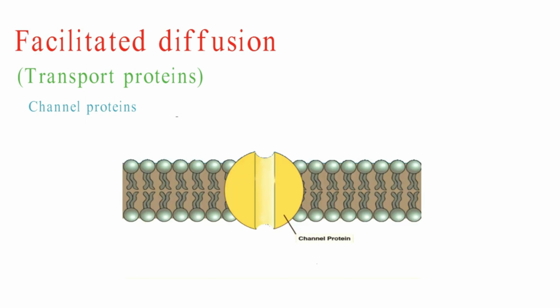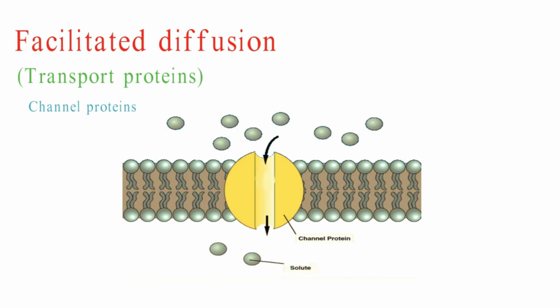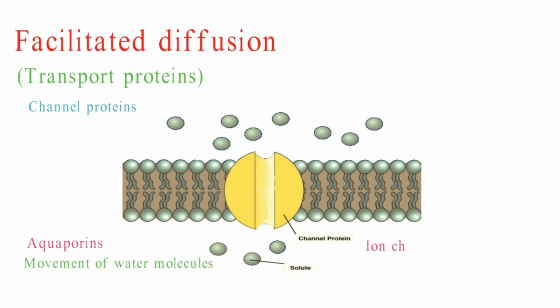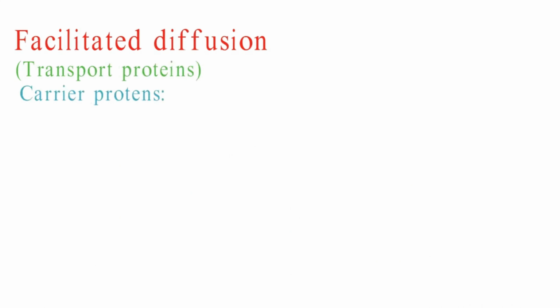Channel proteins are integral membrane proteins that form channels or pores in the cell membrane. Channel proteins are highly specific to certain ions or molecules, allowing them to move through the channel. For example, aquaporins facilitate the rapid movement of water molecules, while ion channels like sodium channels and potassium channels allow the selective passage of specific ions. Now let's discuss carrier proteins.